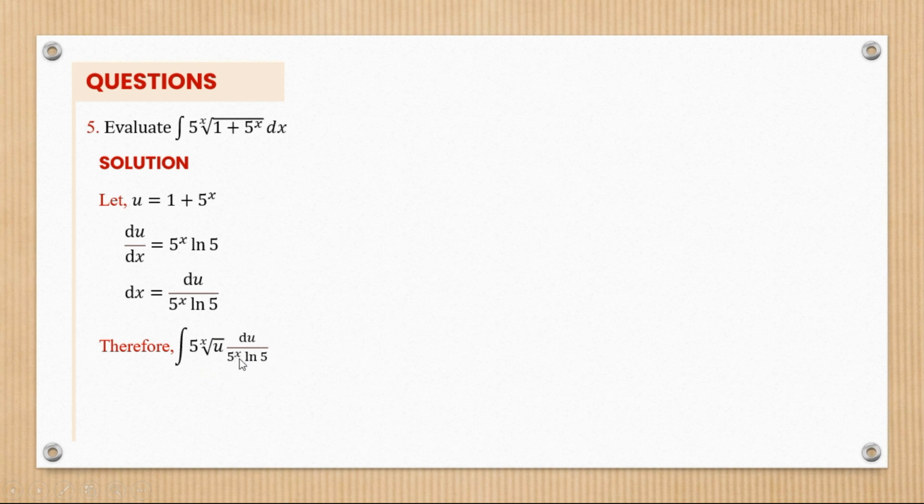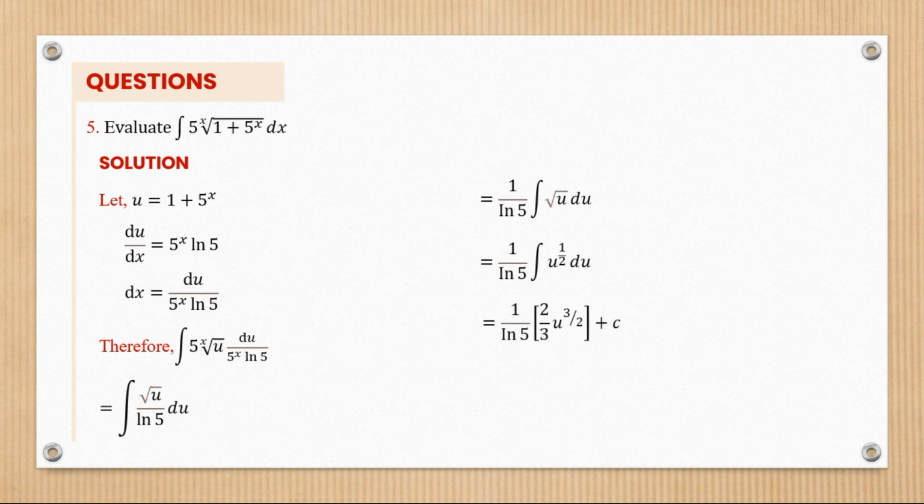So you can clearly see that we made the right choice, because this 5 to the power x and this 5 to the power x shall cancel, and then we'll no longer have any x values left. So we'll end up just having the integral of root of u over ln 5 du. Now we can pull out 1 over ln 5, because that is actually a constant, into the integral of root of u du. Now root of u is the same as u to the power a half, so when we integrate that, we'll have 2 over 3 u to the power 3 over 2 plus c.